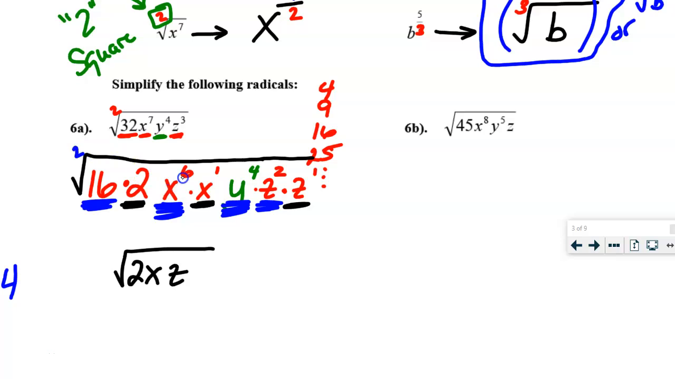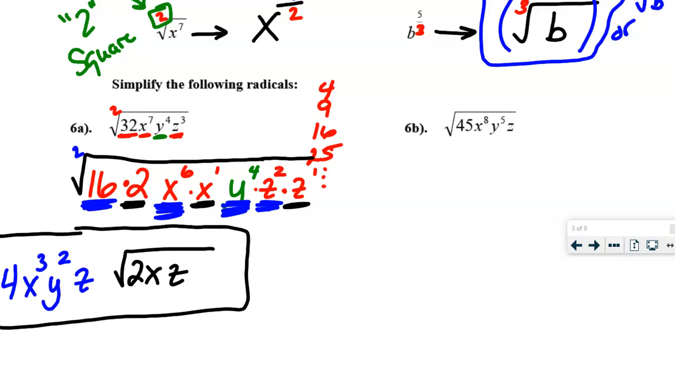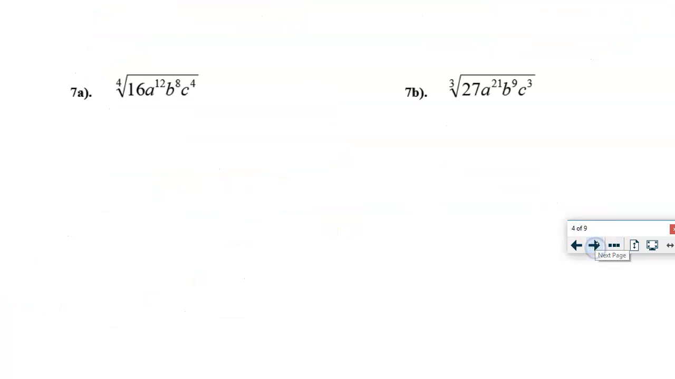So square root of x to the 6th would be x to the 3rd. Square root of y to the 4th would be y to the 2nd. And then square root of z to the 2nd would be z to the 1st, which I'm just going to write down z. And that is your final answer. So all of the stuff that breaks down comes out of the radical, and anything that's stuck in the radical stays there. We might see some examples, though, where maybe nothing's left in the radical, and that's okay.